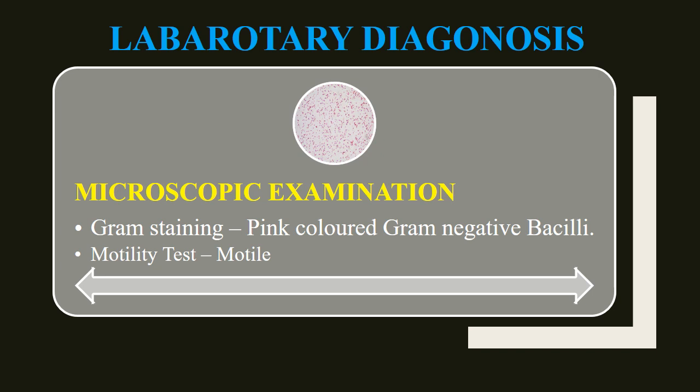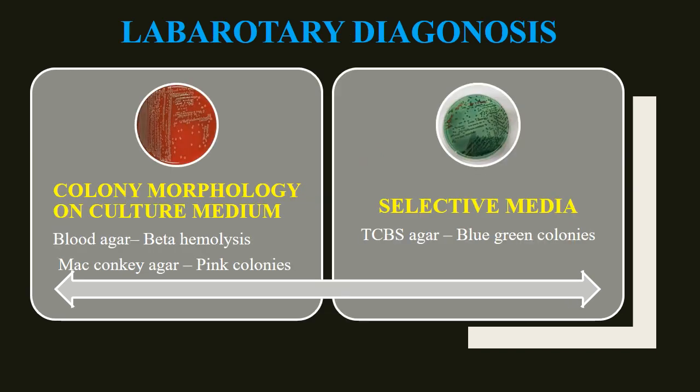Laboratory diagnosis of Vibrio parahaemolyticus. First, microscopic examination. In gram staining, pink colored gram-negative bacilli are observed. Motility test: the bacteria is motile in nature. Colony morphology on culture medium. In blood agar, it exhibits beta hemolysis, and in MacConkey agar, it shows pink colored non-lactose fermenting colonies. Selective medium, TCBS: thiosulfate, citrate, bile salt, sucrose agar, it exhibits blue-green colored colonies.